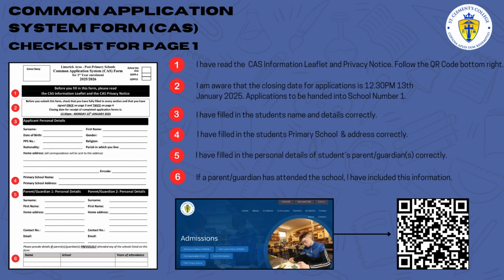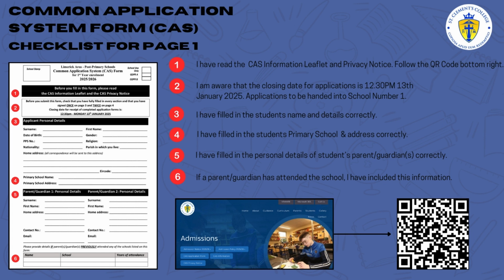On page number 1, you will see at the top there that it asks you to read the CAS information leaflet and the privacy notice. If you haven't seen these, you can follow the QR code below on the bottom right and it will bring you to our school website where all of these documents are available. On the second point, it tells us that the closing date for the applications is 12:30 p.m. on the 13th of January and that your application forms should be handed in to the school that you have marked as your number 1 choice.